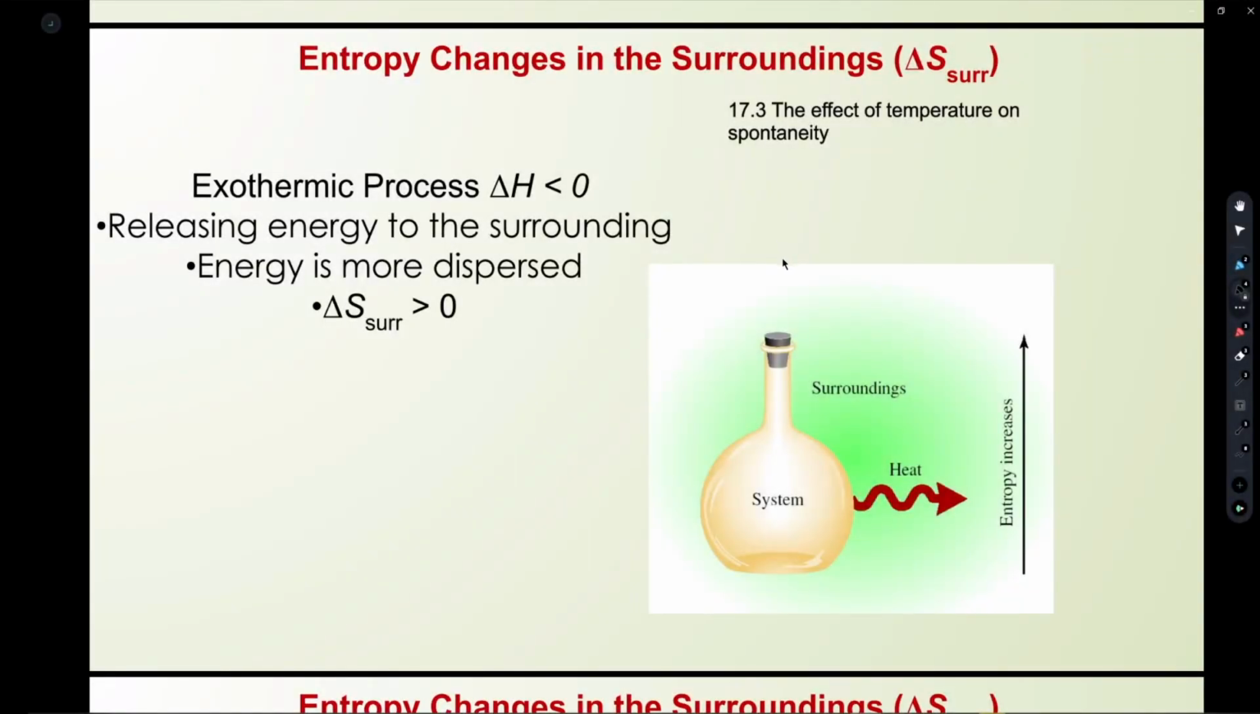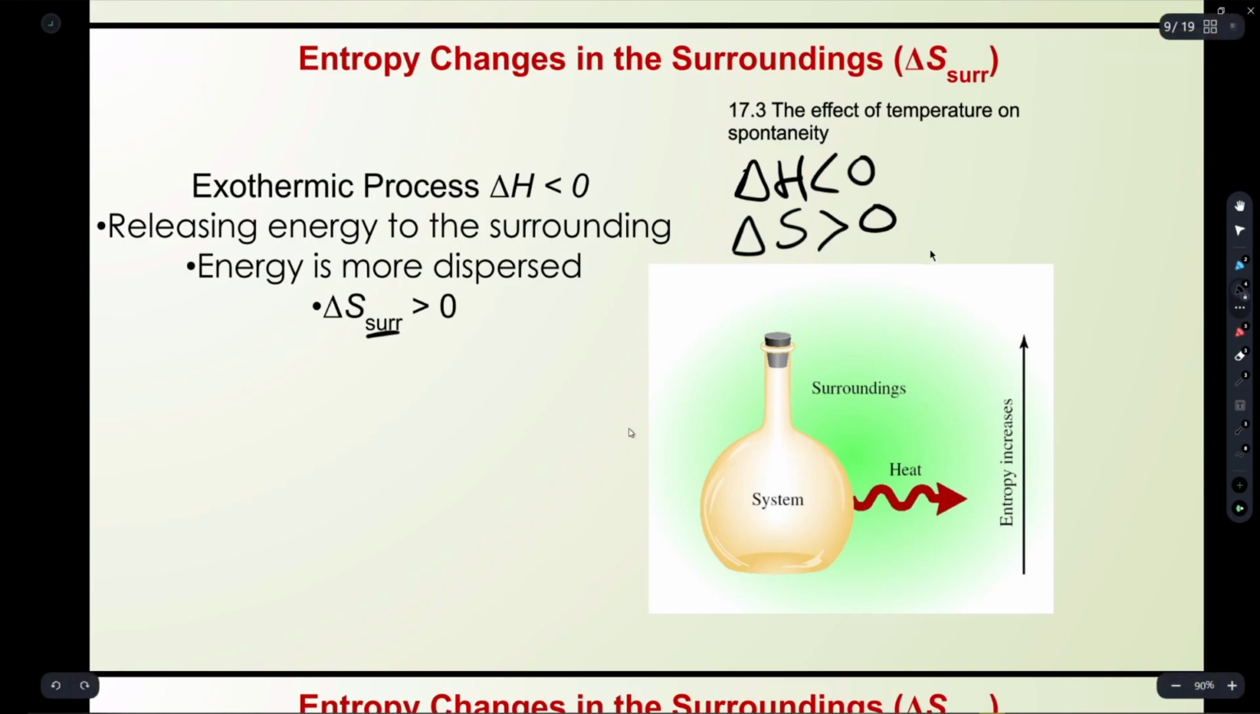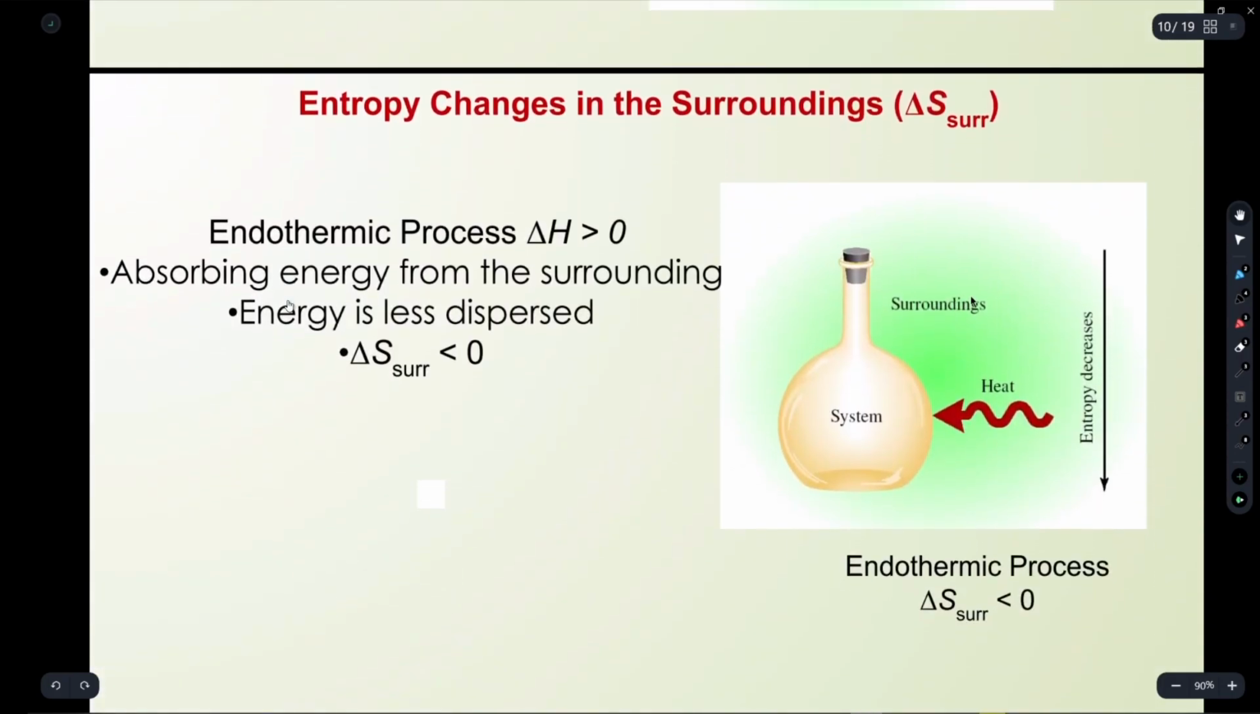Lesson 17.3, the effect of temperature on spontaneity. We covered earlier the delta H value of an exothermic process. An exothermic reaction, characterized by releasing heat into the environment, also increases the entropy of the surroundings, meaning that if delta H of a reaction is negative, then the delta S of the same reaction's surroundings will be positive. This is also true for endothermic reactions.